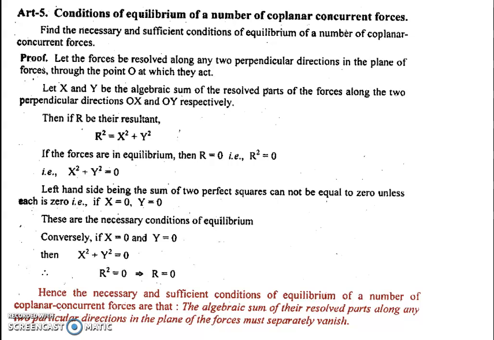Conversely, if X is equal to 0 and Y is equal to 0, then X square plus Y square is equal to 0, that is R square is equal to 0, and this implies R is equal to 0. Hence, the necessary and sufficient condition of equilibrium of a number of coplanar concurrent forces is that the algebraic sum of their resolved parts along any particular direction in the plane of the forces must separately vanish.